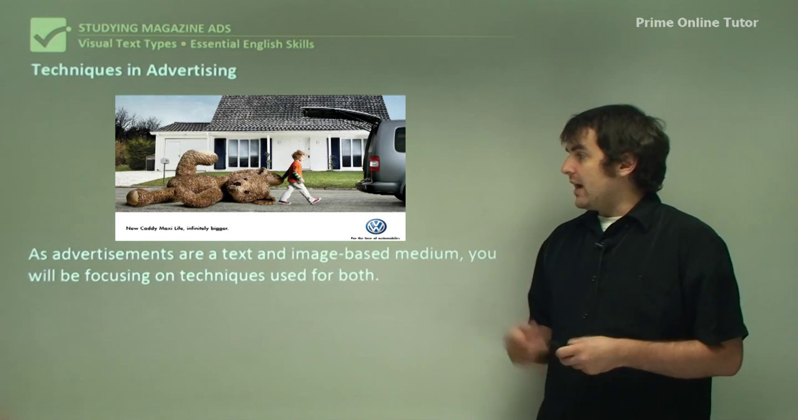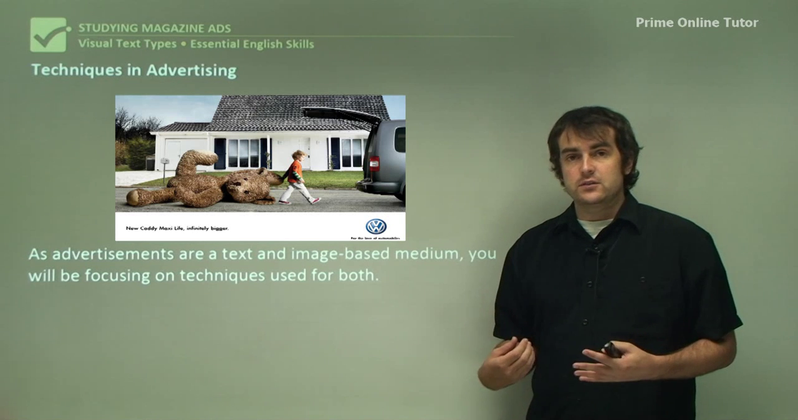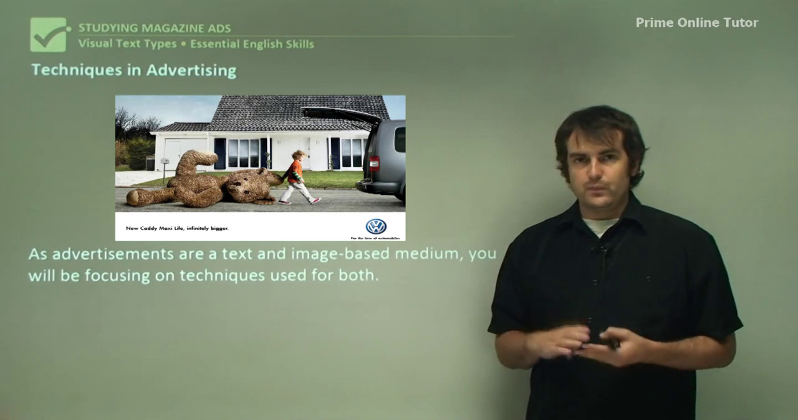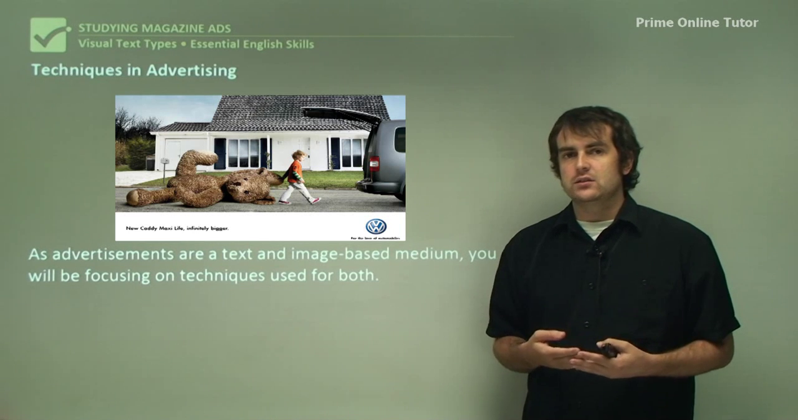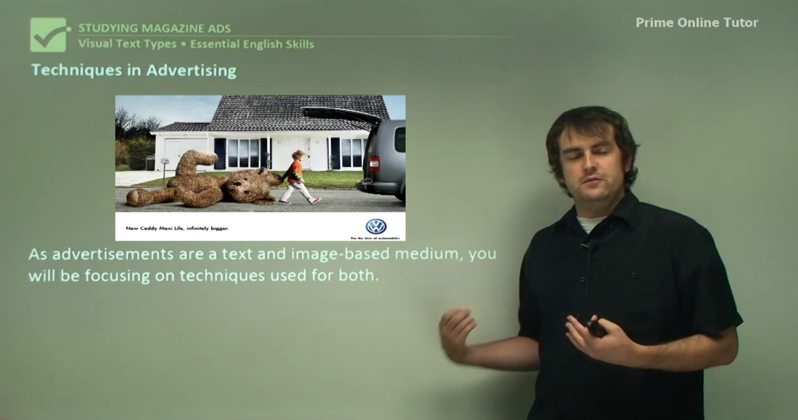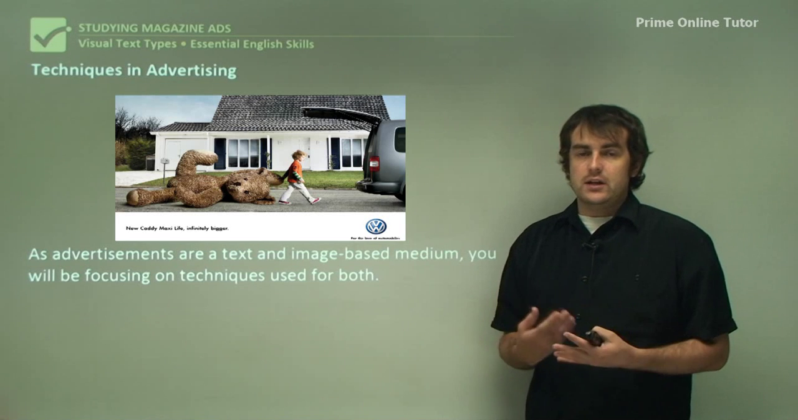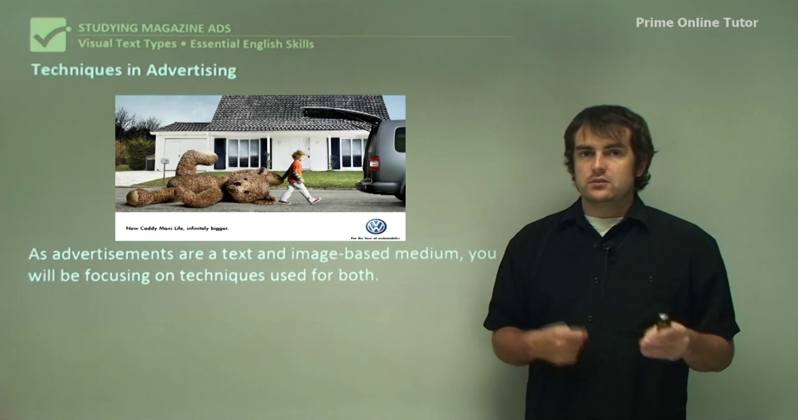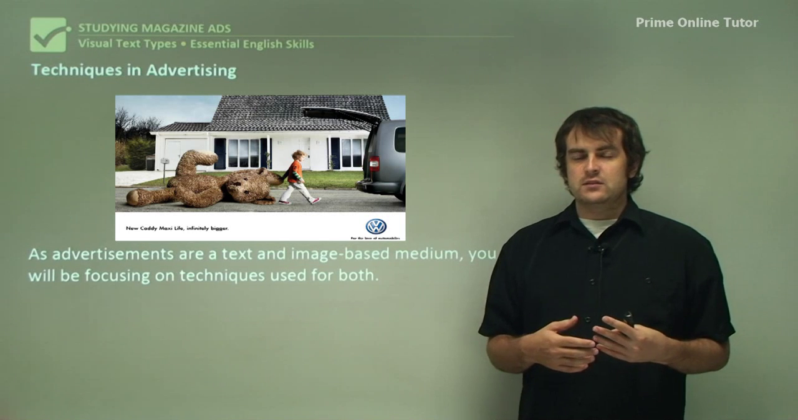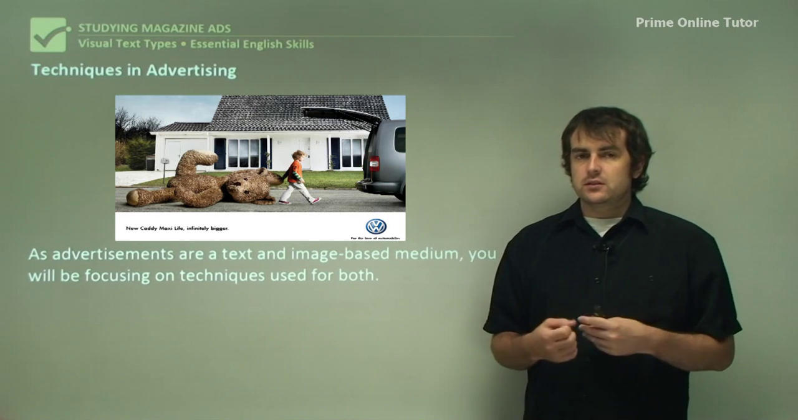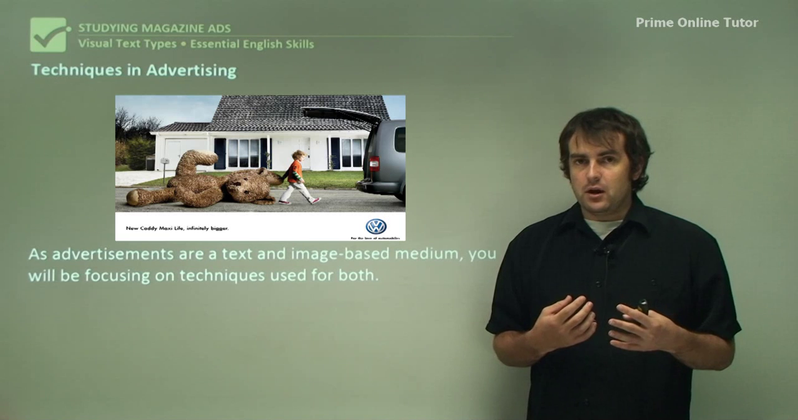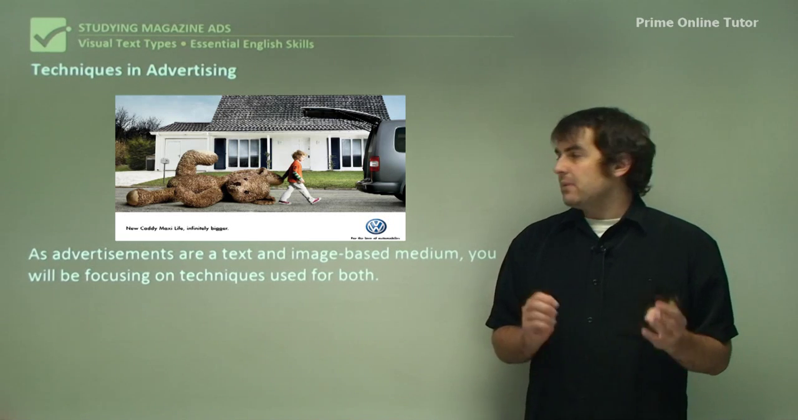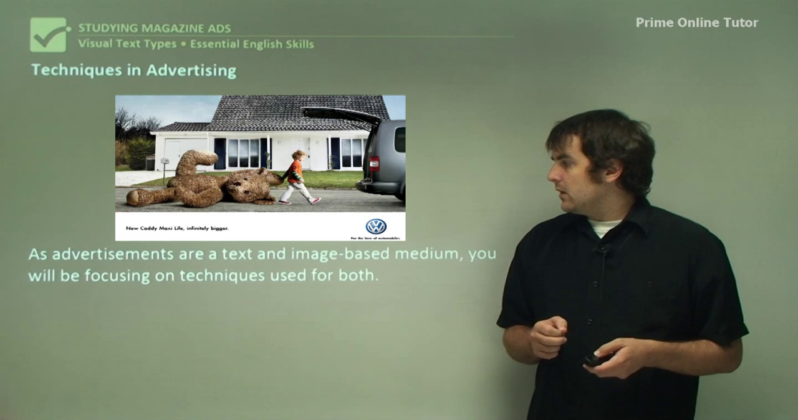Okay, so as advertisements use text and image-based language, you'll be looking at language techniques involving both. So they use both the visual language and also the language of the text which is being incorporated into the advertisement. Looking at those two things separately, you need to find the different techniques that are related to both, how they're set out, how it's layered, how the text creates meaning, and talk about them both.